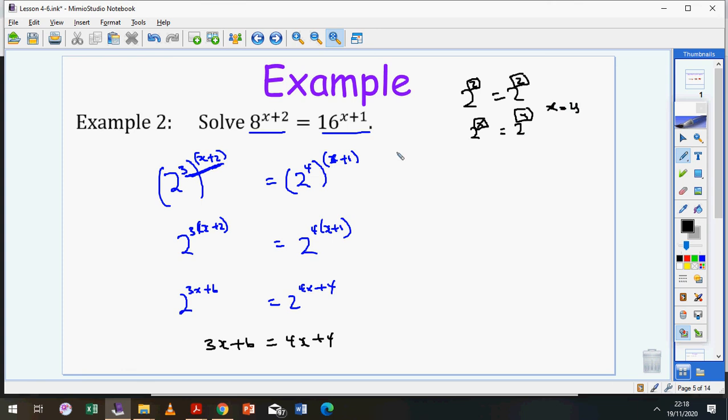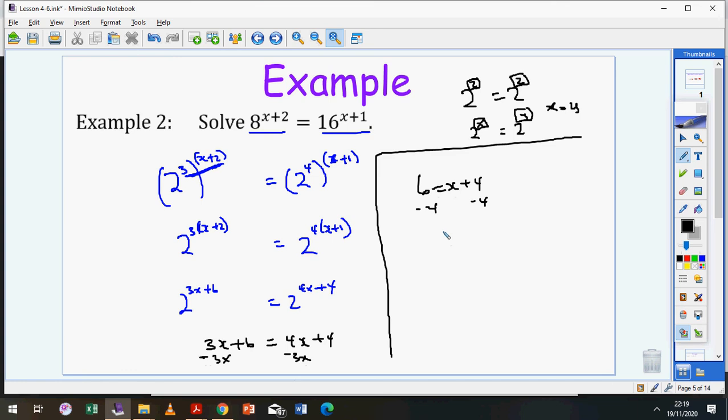Okay, so solving what I have done here, 3x plus 6 is equal to 4x plus 4. I'm going to take away 3x. This is the Zoe method. Take away 3x. Then you have 6 is equal to x plus 4. Then you take away 4. Then you have x is equal to 2.